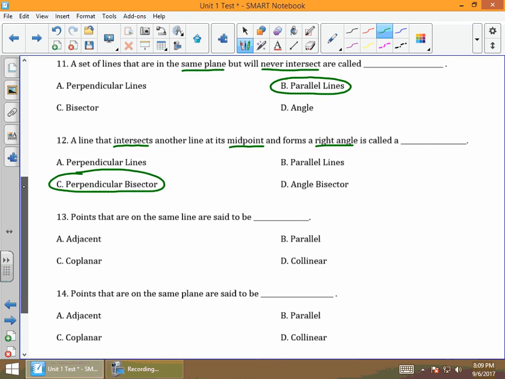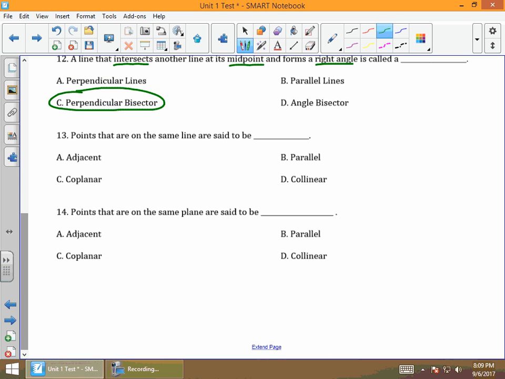Number 13, we've already checked this once. We had to know this word. Points that are on the same line are collinear. Collinear, same line. And number 14, points that are on the same plane, those are called coplanar. They're called coplanar. So choice C.